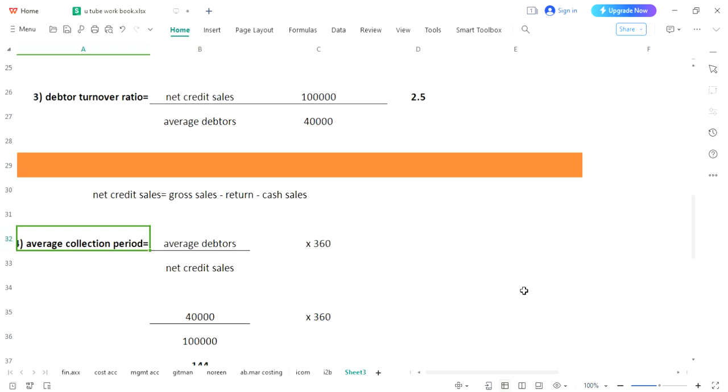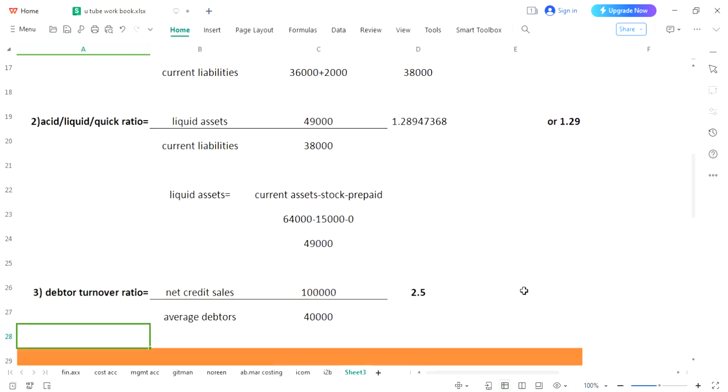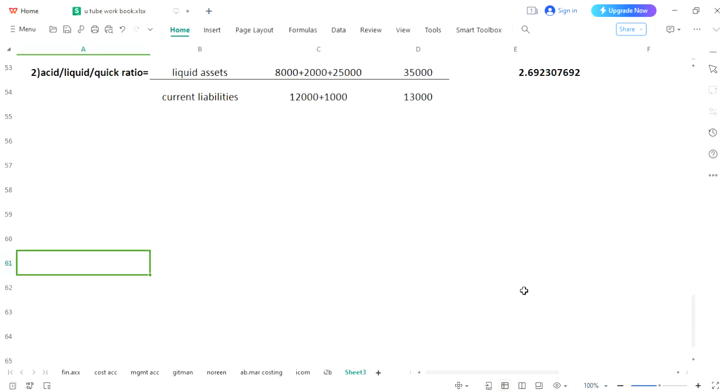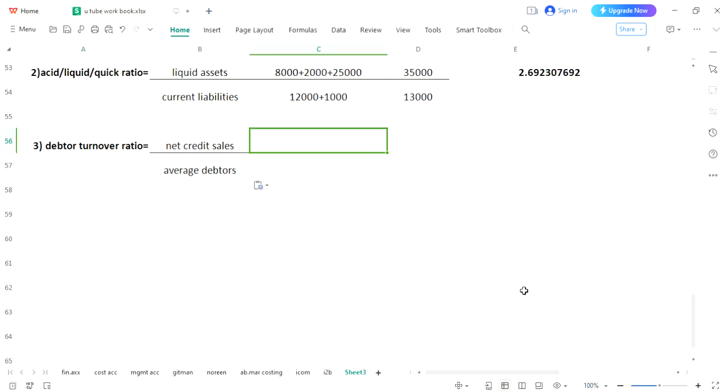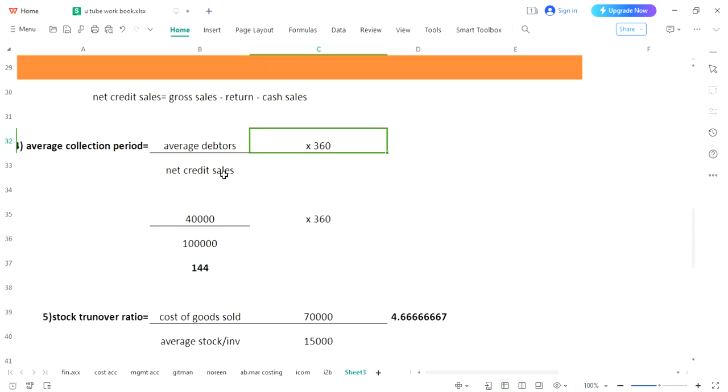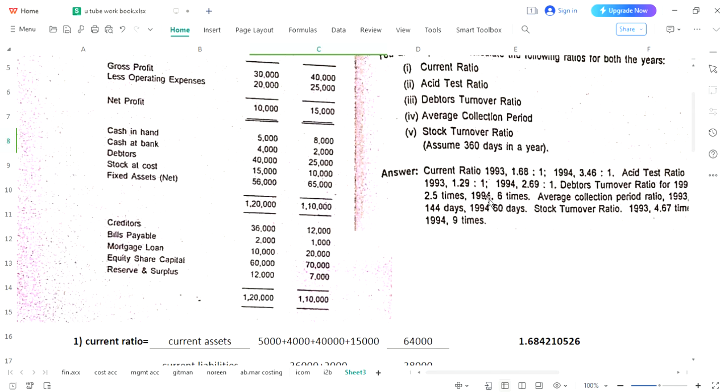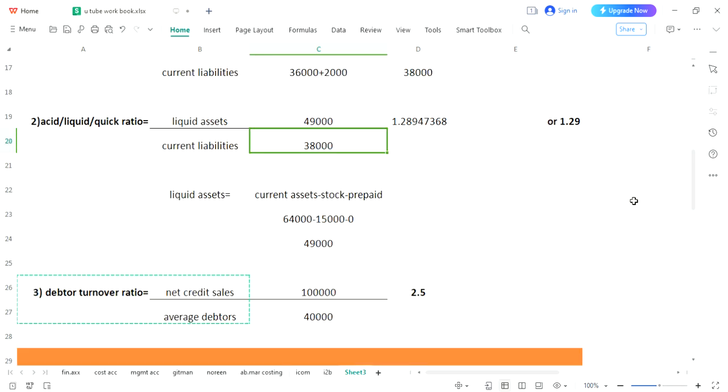Now it's time to see the third formula, and that is debtor turnover ratio. Let's put it over here. Here we need to discuss something. I am assuring you that you will always take average debtors whenever you are calculating for second year. Here there is a problem in these answers. I am already informing you. These answers are not correct for debtor turnover and average collection period. So please understand it carefully.